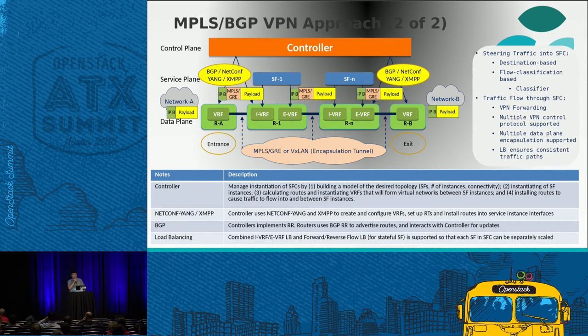Here is a simple diagram that describes the chain based on the MPLS BGPVPN method. Basically, you can see that there is the controller, and it is responsible for creating and building the service function chain topologies, including the different service functions, the number of instances, and all the connectivity on the overlay networks. It is also responsible for creating the virtual routers for the different service functions and in the routing system that the service functions are connected in the chain.